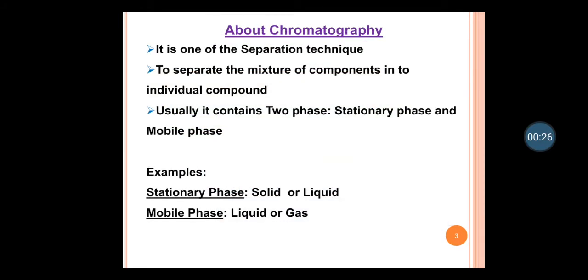First, I will talk about chromatography. It is one of the separation techniques to separate a mixture into individual components. Usually it contains two phases: one is the stationary phase and the other is the mobile phase. For the stationary phase, a solid or liquid will be used. For the mobile phase, a liquid or gas will be used.